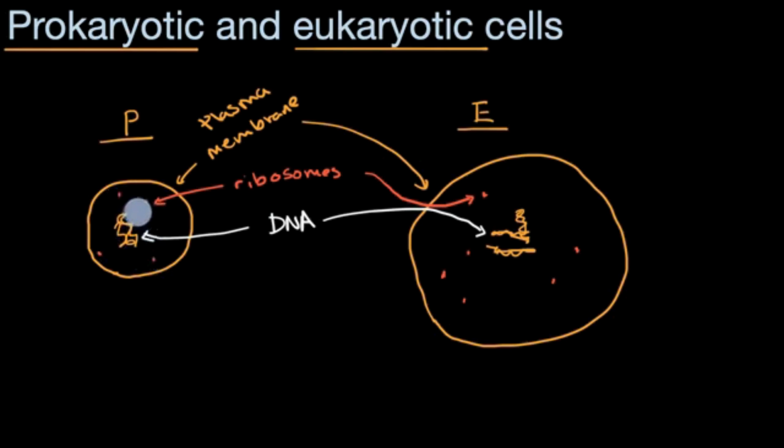Now, these things aren't just floating in space. They're floating inside a jelly-like substance, which we call cytosol, which is also common to both. So this stuff here, cytosol, that is also common to both. That's where everything is floating inside of. And when you consider everything inside the plasma membrane, the cytosol plus the DNA plus everything else that's in here, the ribosomes, and we're going to see a lot more in eukaryotic cells, you call that the cytoplasm. So cytosol plus everything else in the cell, that is the cytoplasm.